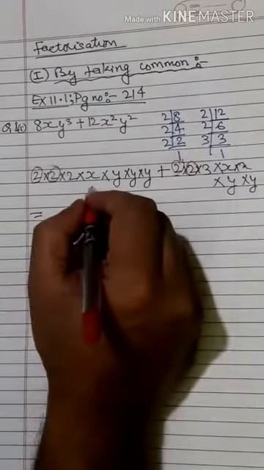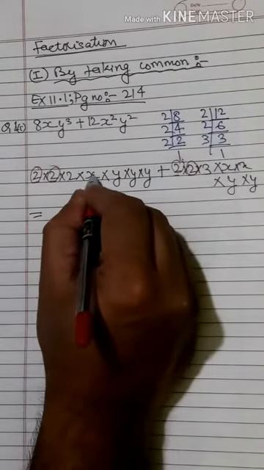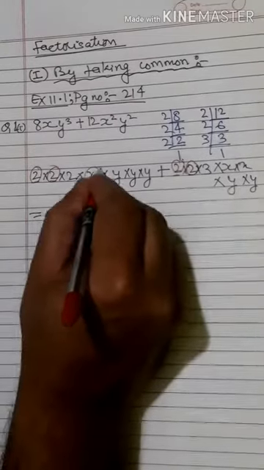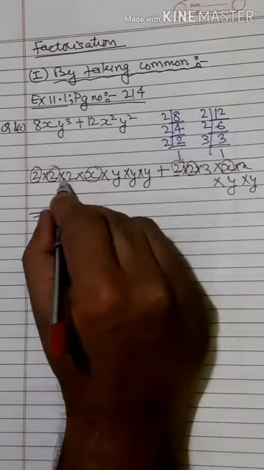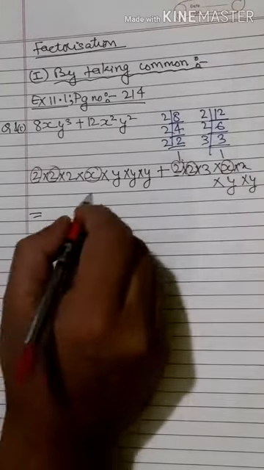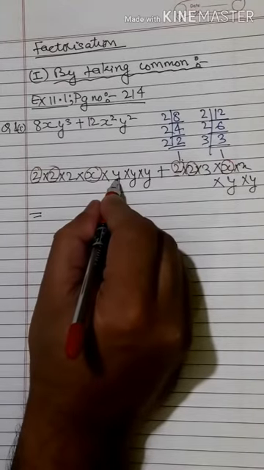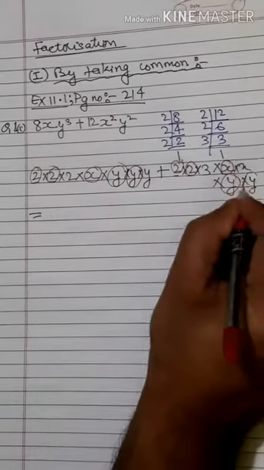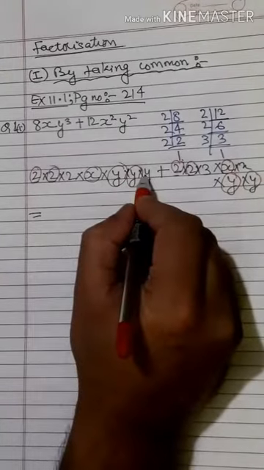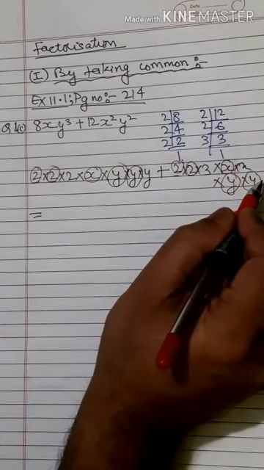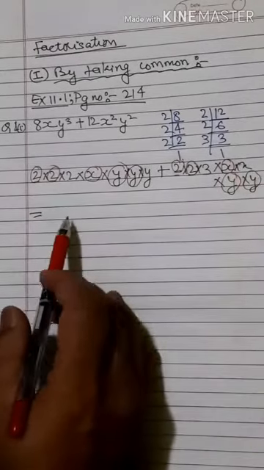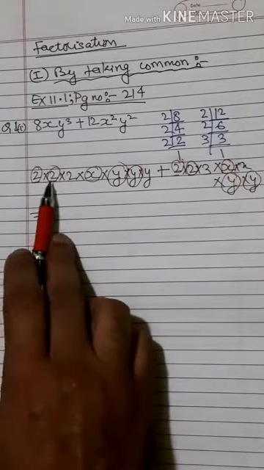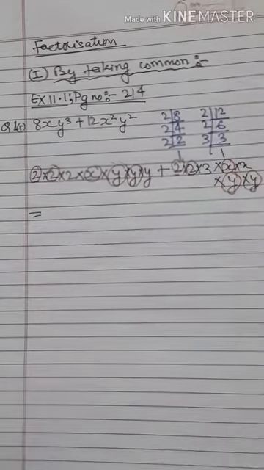Now let us check the variables. We have an x here and an x here, so x is common. We have an x here, but we do not have another x in the other term, so we can't take that as common. Now y: this y and this y are common. We have another y here, but we do not have any more y's in the other term. So we have identified the common terms: 2, 2, x, y, y.